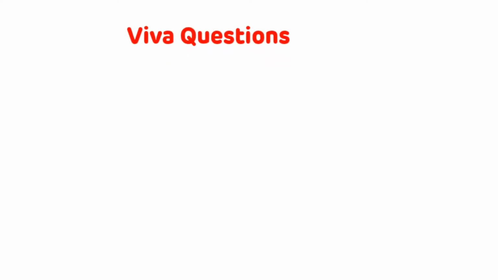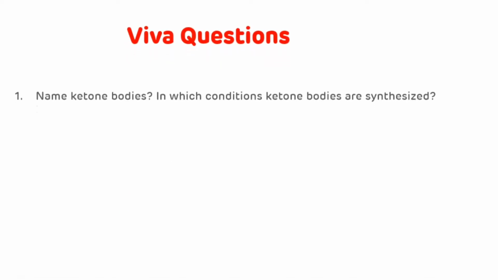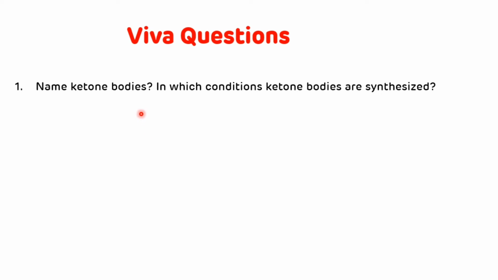Now discussion of various viva questions. The first question is, name ketone bodies. In which condition are ketone bodies synthesized? There are three ketone bodies, acetone, acetoacetic acid, and beta-hydroxybutyric acid, and they are synthesized in uncontrolled diabetes mellitus, starvation, excessive vomiting, and von Gierke's disease.